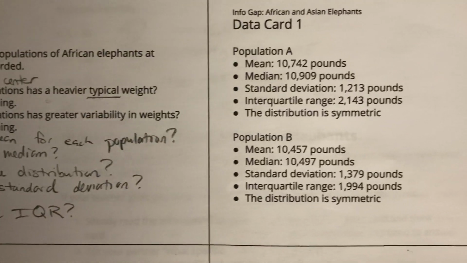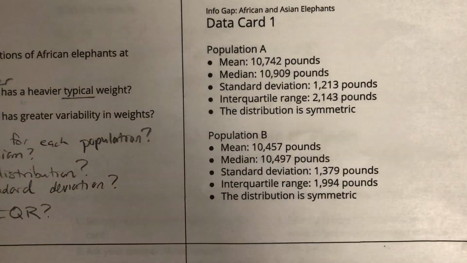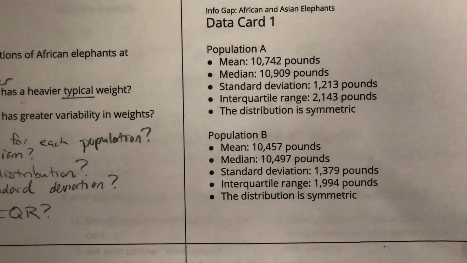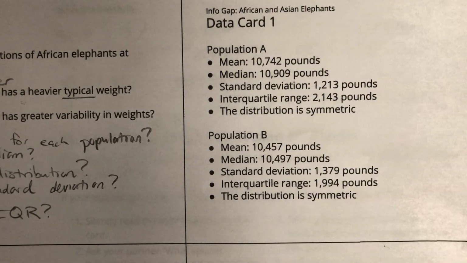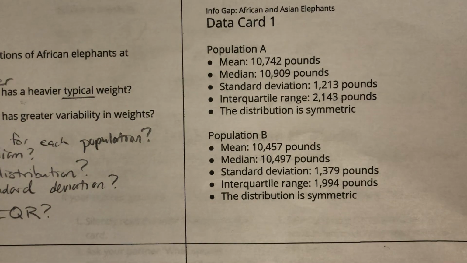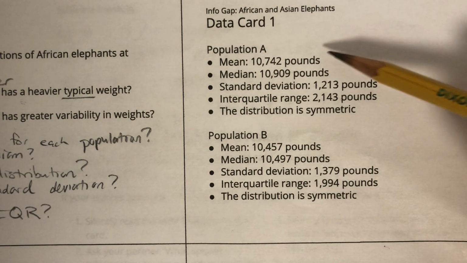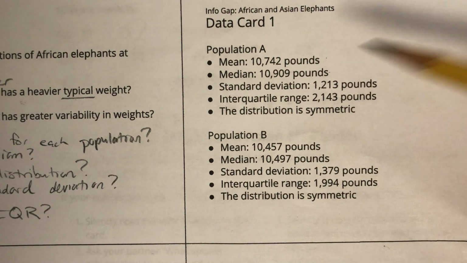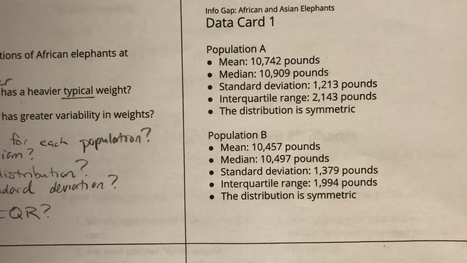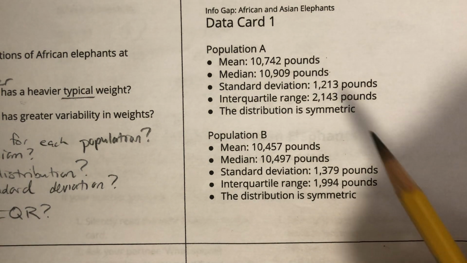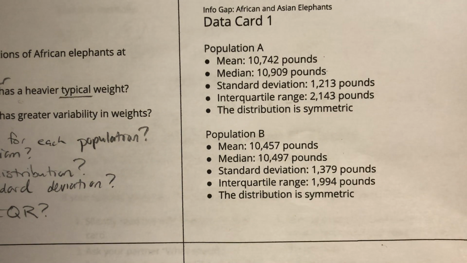All right, so obviously I saw the answers, but those are really all the questions we could have asked. The first thing we want to answer is which has a heavier typical weight. So the first thing we want to know is which is more appropriate in this situation, the mean or the median. And the answer to that is because it's symmetric, we really could use either one. And we can see why that's the case here.